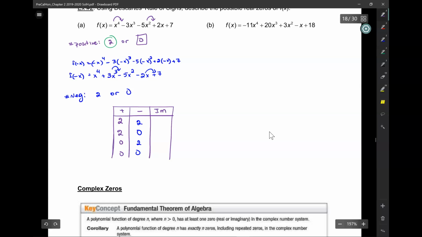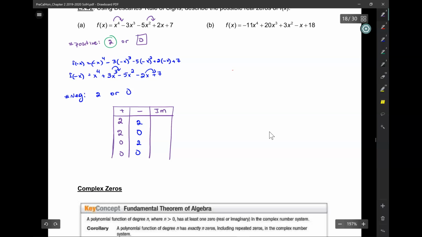Basically what I'm doing is this. The number of positive ones, you have 2 and 0, right? The number of negative ones, you have 2 and 0. What you have to do is you have to match this 2 with each of those. And then you have to match this 0 with each of those. So you have to take all the different combinations. Okay? All right.